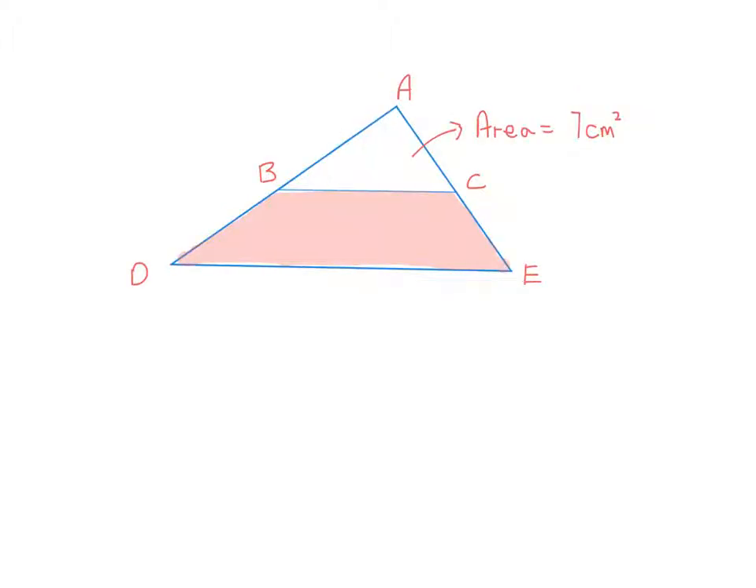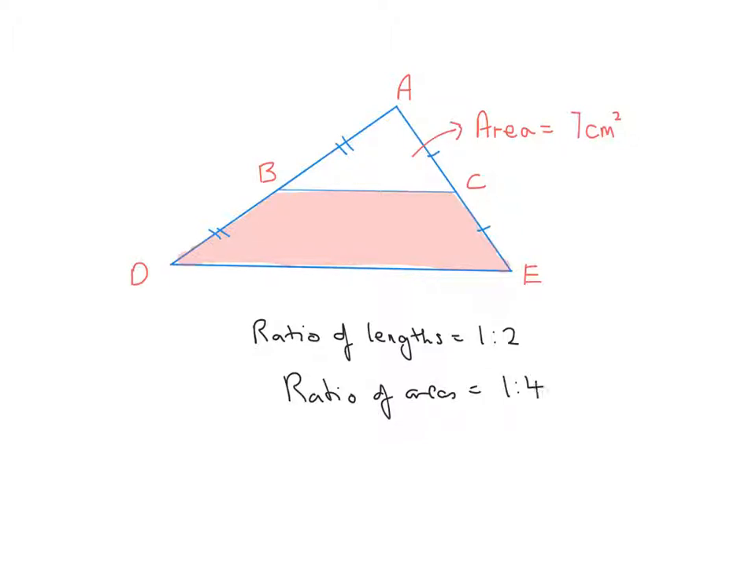So this question here, we're given that C is the midpoint of AE, and B is the midpoint of AD, and we're given the triangle ABC has an area of 7. We're trying to find the area of the pink region. So we know the ratio of lengths equals 1 to 2, because we've got the midpoints. Therefore, the ratio of areas equals 1 to 4. So therefore we can work out the area of the big triangle.